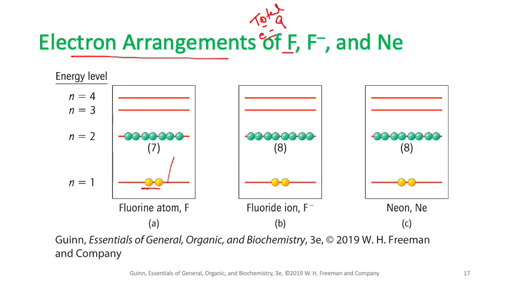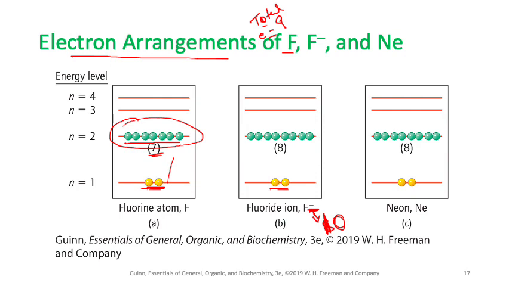The first energy level will take 2, the second energy level will take 7 electrons. How many electrons are in the last energy level for fluorine? 7. How many does it need to make the octet full, meaning 8 electrons? It needs 1 more. So that's why fluorine becomes F negative, always a negative. If you make the electronic arrangement for the fluoride ion, F negative, how many electrons does it have right now? 10 electrons.